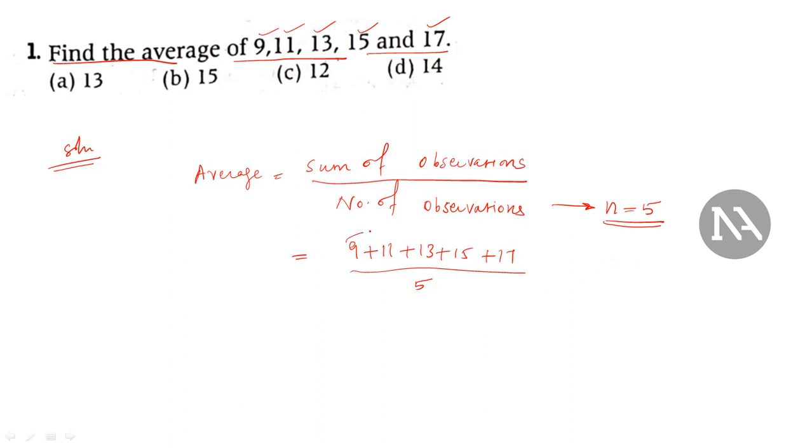If you add 9 and 11, that will give 20. 20 plus 13, that is 33. 33 plus 15, 48. 48 plus 17, that is 65, divided by 5. If I divide, 1 5 is 5, then 1 5 5, the remainder is 1, so 3 5s are 15. So 13 is the average for given observations, right? So the answer is A, 13.